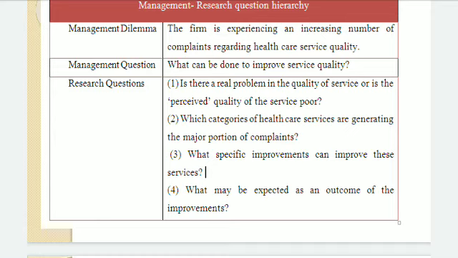Then next will be, what specific improvements can improve these services? That also, being a research student, you can identify. Then what may be expected as an outcome of the improvement? Suppose you will suggest 1, 2, 3, 4 such suggestions. After that, whether there will be improvement in quality, that also you have to identify.